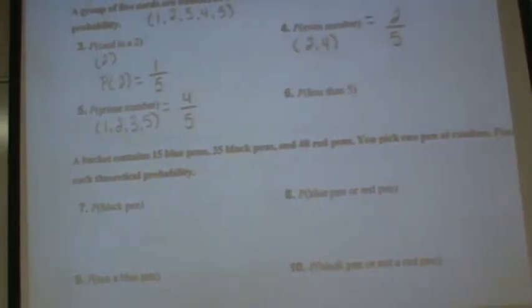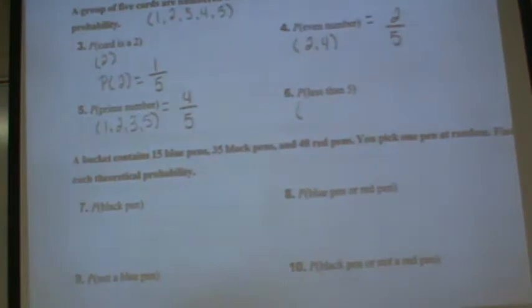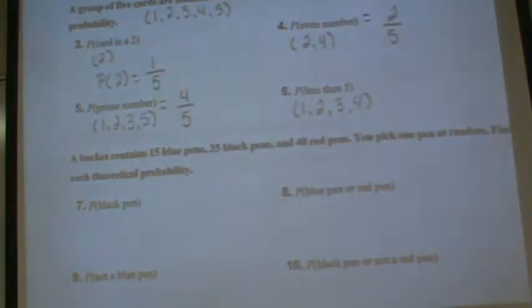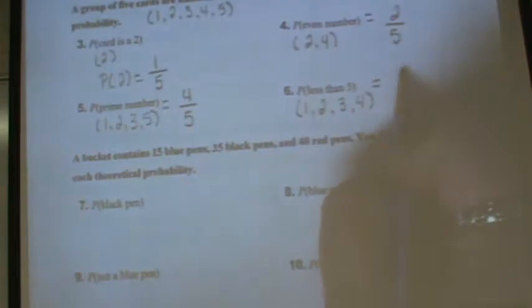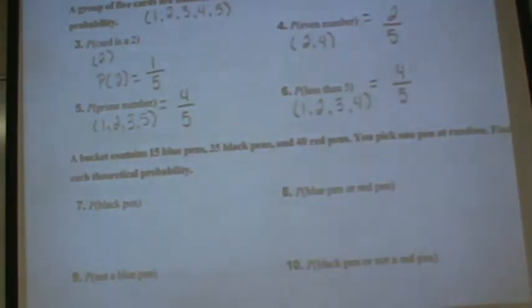Now number 6 says the probability that it's less than 5. So what are our choices for less than 5? 1, 2, 3, and 4 are all less than 5. So again, our probability that it's less than 5 is 4 over the entire set, which is 5.